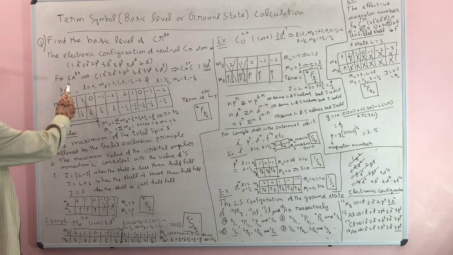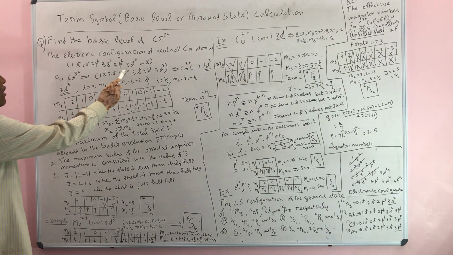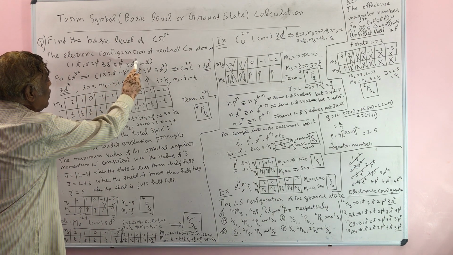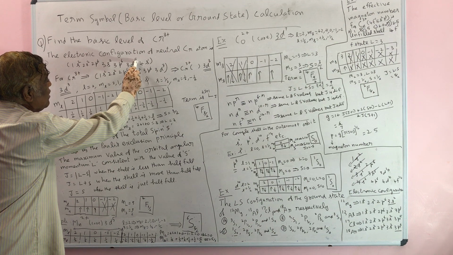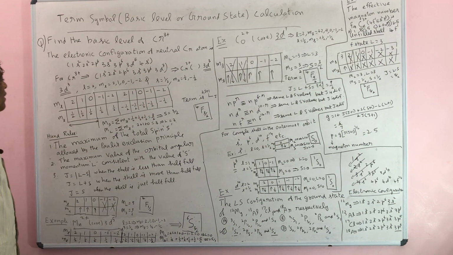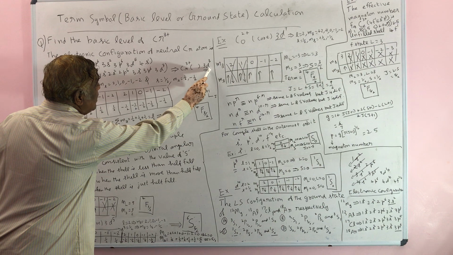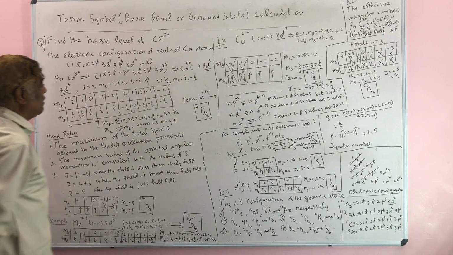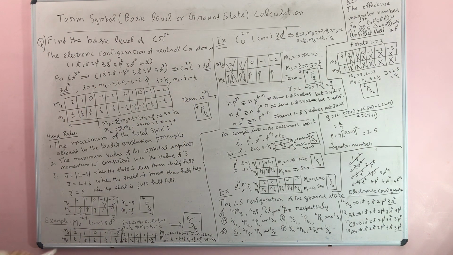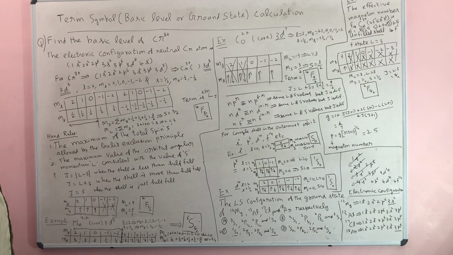Now for the chromium 3 plus ion, you have to remove 3 electrons. So 1 is removed from 4s, and 2 are removed from the 3d5 state. So now it becomes 3d3. So the outermost electrons are only 3d3 for the chromium 3 plus ion. Now take the outermost unfilled shell, 3d3.